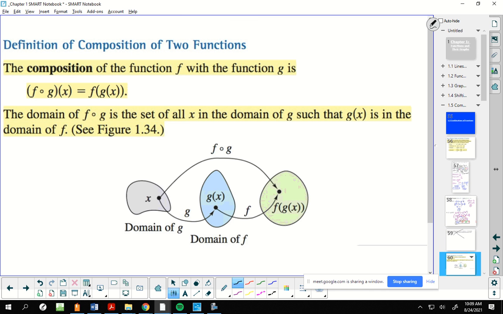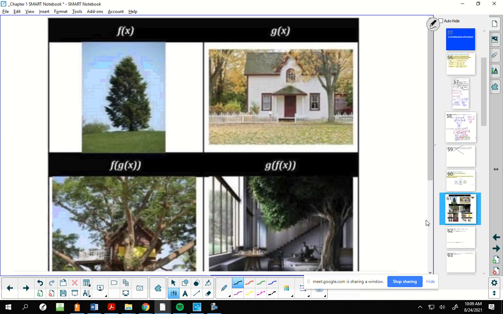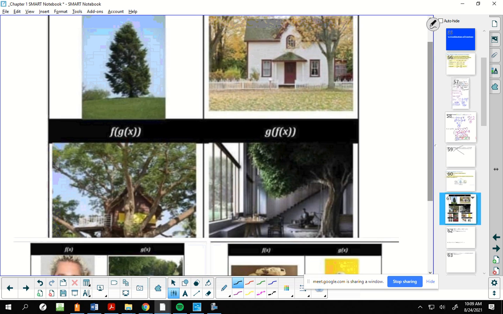There's an example, but this is on the next page. So composition of two functions. The composition of the function f with the function g is, and I'm actually going to show you a picture first because I like this a lot. I think it describes what we're doing really well. So if we have our function f of x, and we have g of x, so we have a tree and a house, f of g of x means that we're taking g of x, which is the house, and we're putting it in the tree. That's a tree house. Okay?